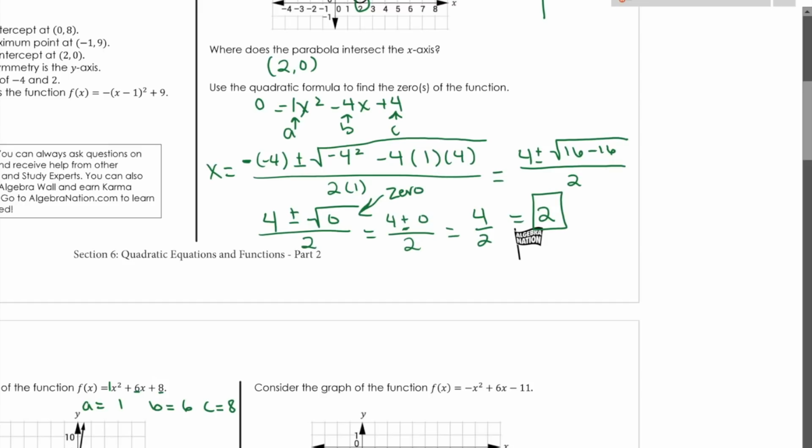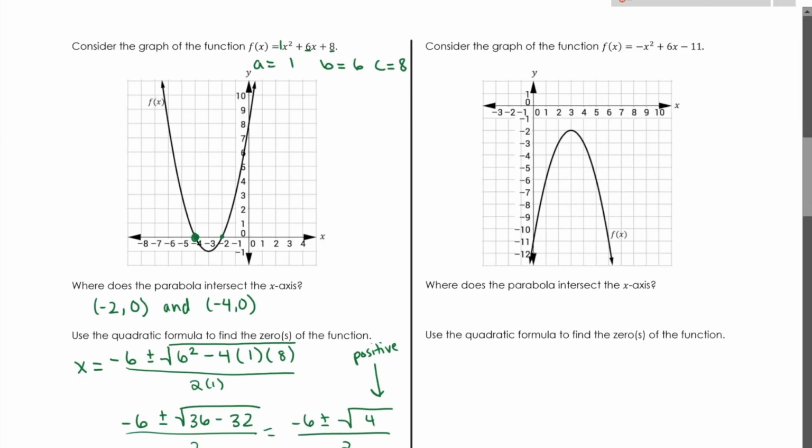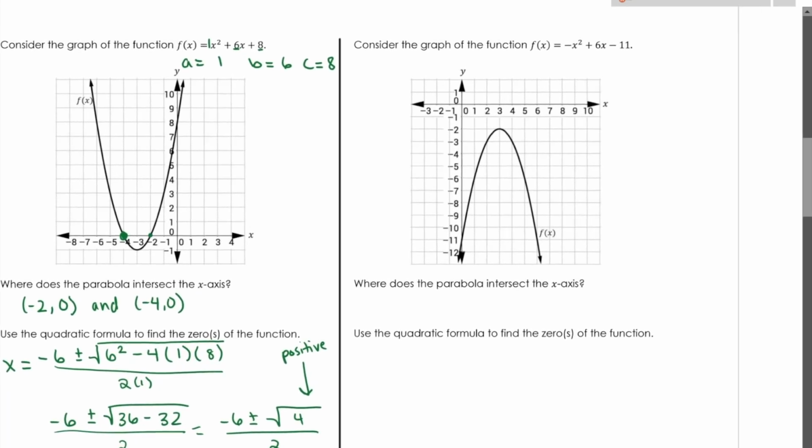Okay, so if I have 0, I have one answer. If I have a positive number, I have two answers. Okay, let's move on to our next one.